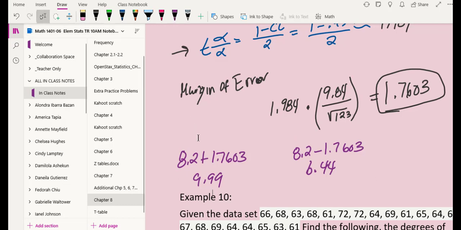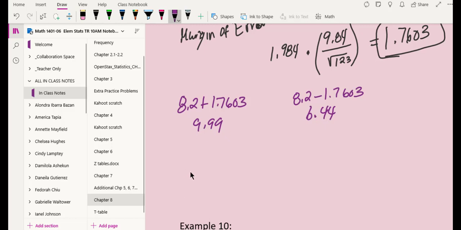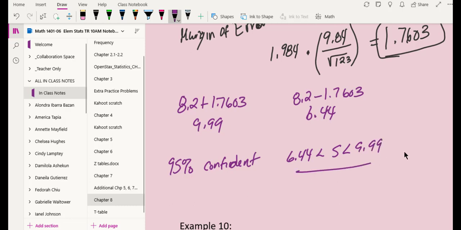So what does that mean? That means that we are 95% confident, right, that the mean number of hours per week spent on the internet by people age 18 to 22 is between 6.44 and 9.99. Okay, and that is our confidence level.